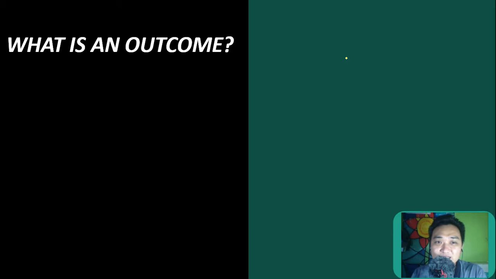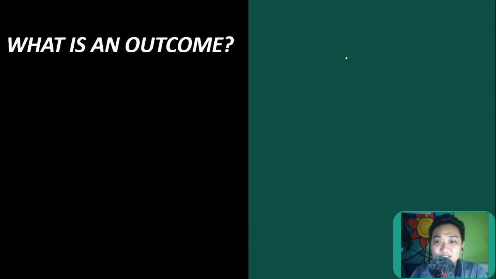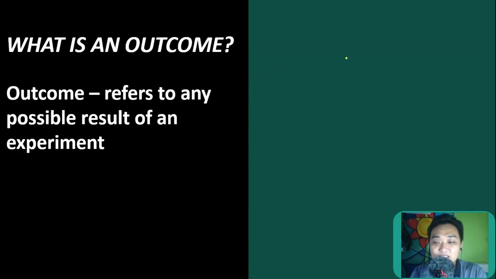Ano naman yung tinatawag na outcome? When we say outcome, it refers to any possible results of an experiment. Yung naibigay nating example kanina, that is tossing 2 coins, pwede tayong makapagbigay ng outcome. Say for instance, inisa-isa nating ihagis yung coin. Hindi natin pinagsabay-sabay, isa-isa lang. Kasi dalawa yung coins natin, so we are going to toss those coins, pero one by one.